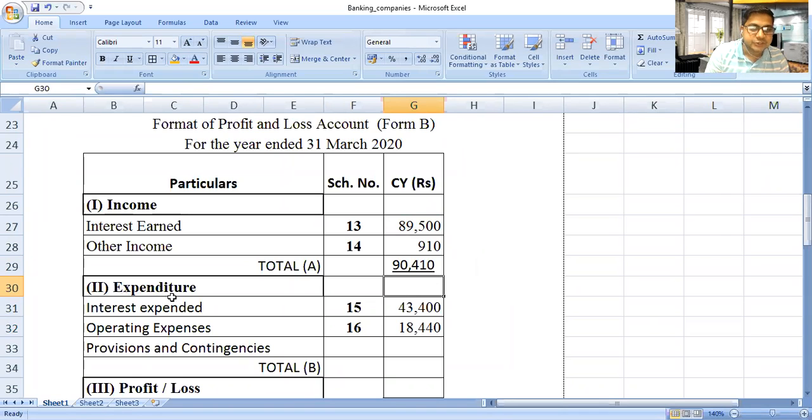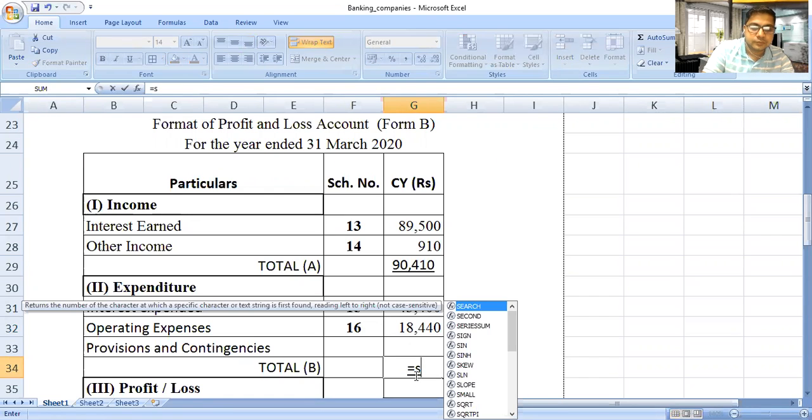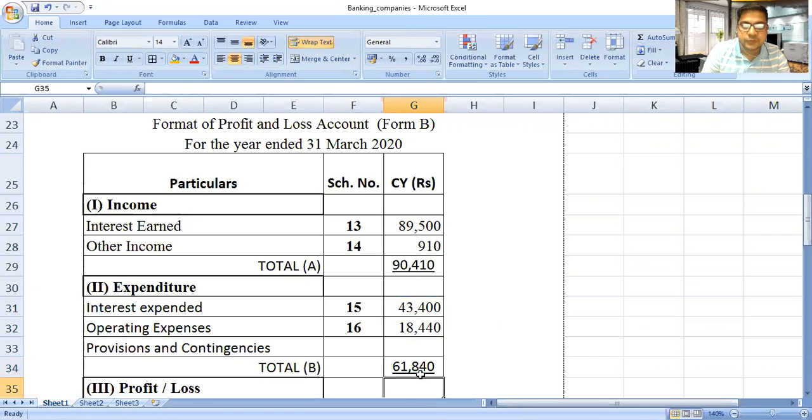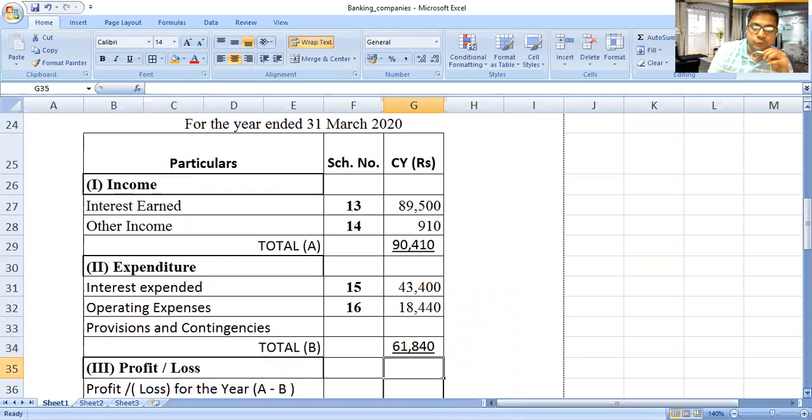Then expenditure. In expenditure, there is no provision for contingency. The total of schedule number 15 and 16 we have to find out. 43,400 and 18,440. Total is 61,840. Total income 90,410. Total expenditure 61,840. We got this. Now what we have to do?